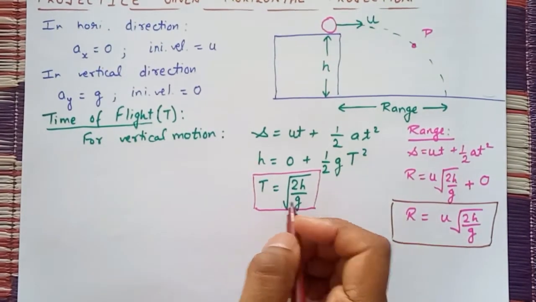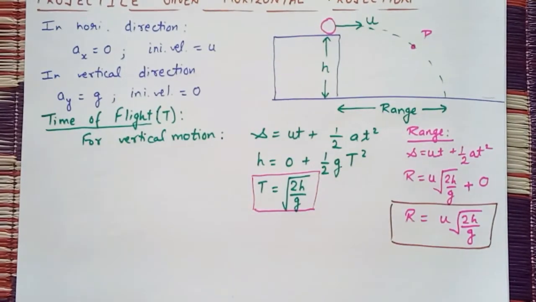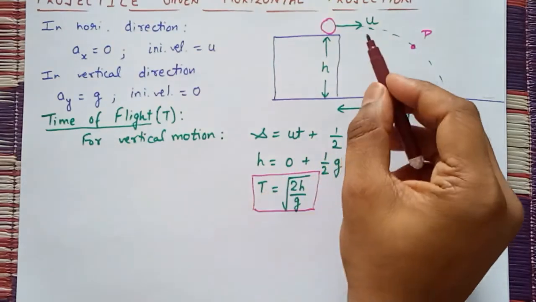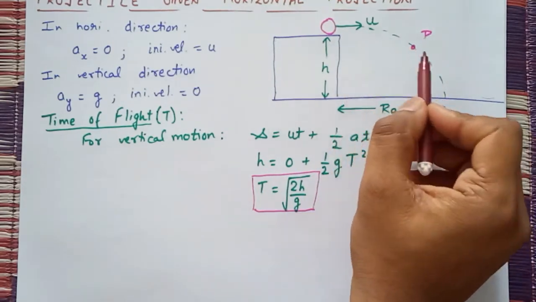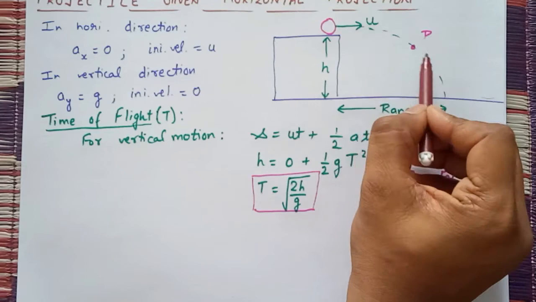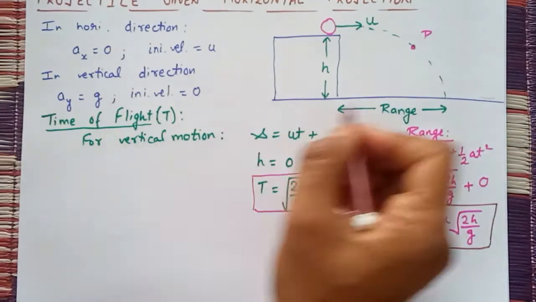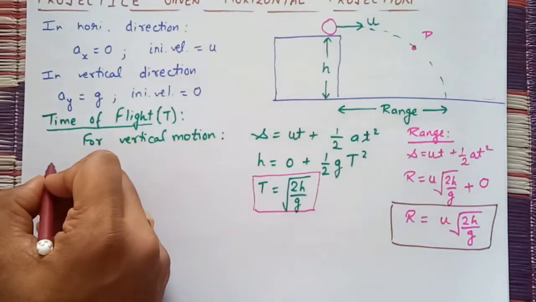Now we will find the equation of trajectory. Now we will find the equation of trajectory for this path. Means we have to find the equation of this dotted line. So how to find it? We know we call this dotted line as trajectory.